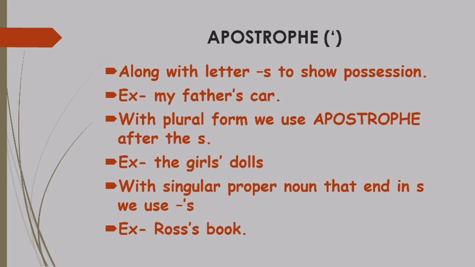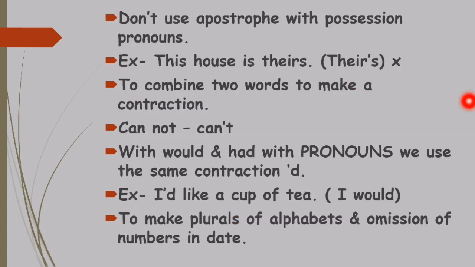Next, with singular proper nouns that end in s, we use apostrophe s. Very important, students. Like let's suppose कोई proper noun है. There is a person named Ross. Okay. So for this person, अगर आपको बोलना है Ross की book, so what you will use? Ross's book. Ross apostrophe s. In this case, please don't use ROSS apostrophe. No. Ross is the name of the person, na? Okay, so Ross apostrophe s. Ross's book. Ross की book.